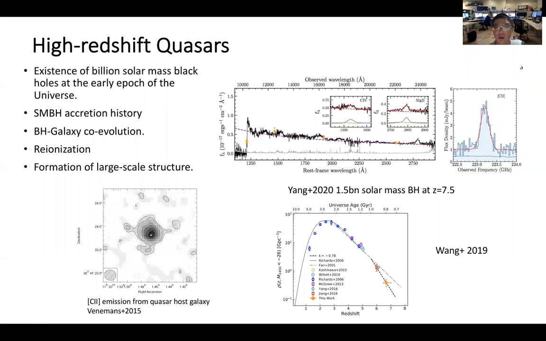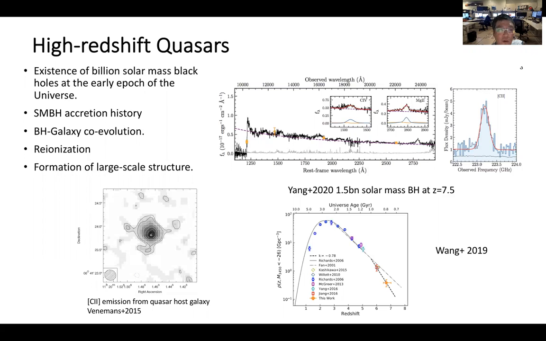Here I'm showing an example of a 1.45 billion solar mass black hole at redshift 7.5 from Jinyi Yang's 2020 paper. Using these quasars, we can build up the quasar number density function as a function of cosmic time, which can help us better understand the supermassive black hole accretion history.